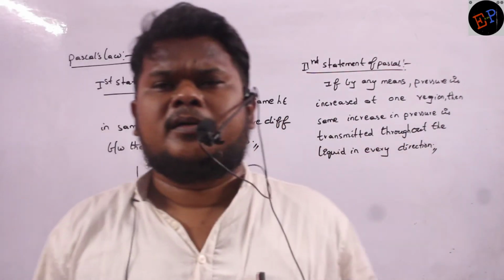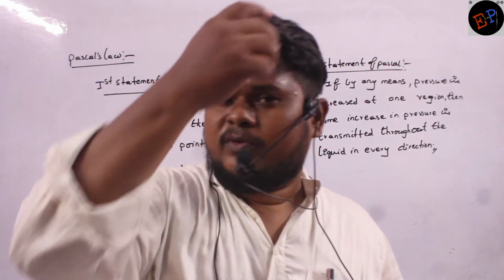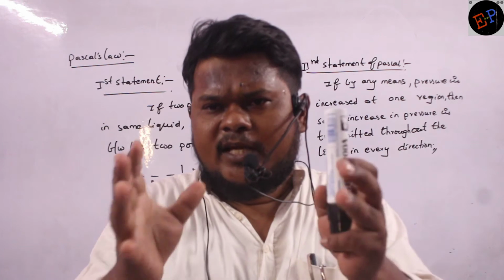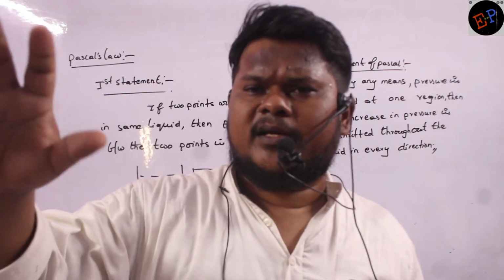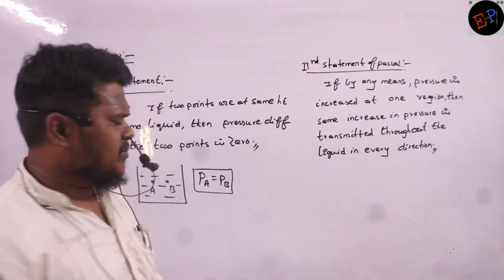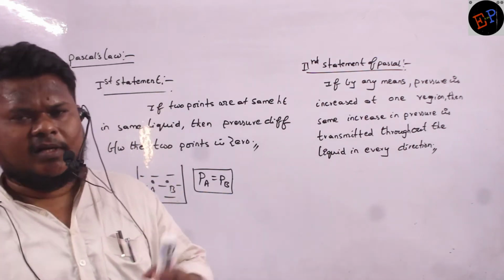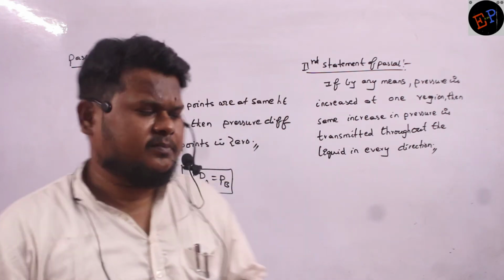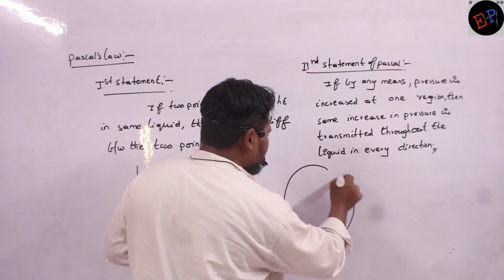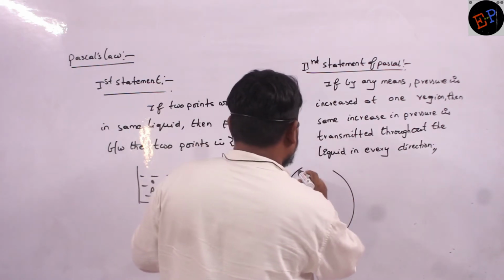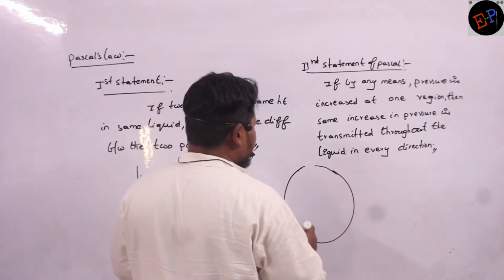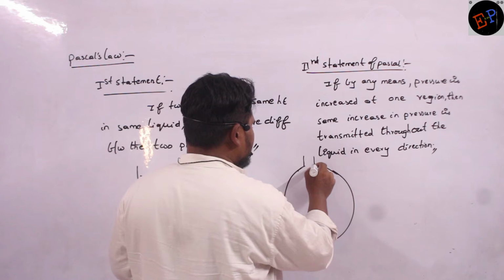It means that by any means, if you are able to increase pressure at a particular region in water or any liquid, then the same increase in pressure will be transmitted in every direction throughout the liquid. Now let us try to understand the second statement of Pascal by taking an example. Consider this is a tank of water, and in this tank of water we are fixing some 2 to 3 pistons. So this is one piston.